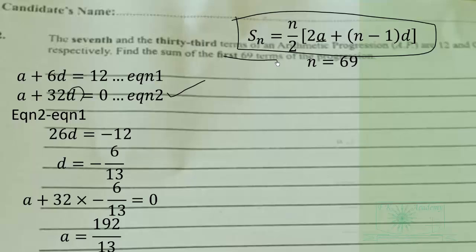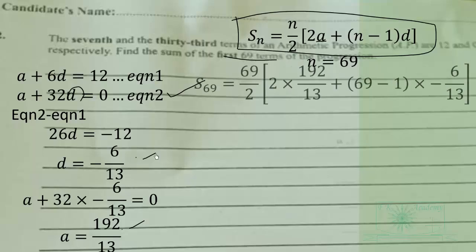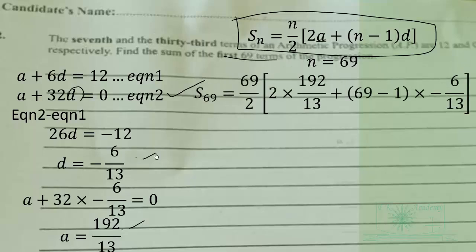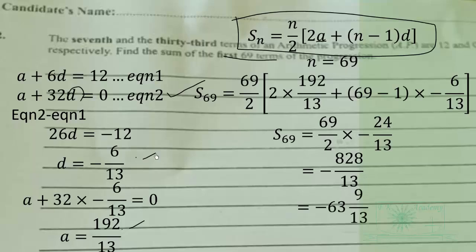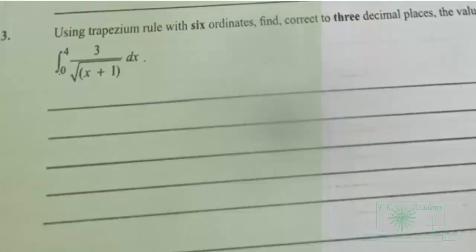So we know the a already, we know the d. We plug into the formula, and that will give us what you're seeing here after substitution. So we have to simplify to get 69 over 2 times negative 24 over 13, and that will give us negative 828 over 13, or negative 63 whole number 9 over 13. So that is the sum of the first 69 terms of the progression.